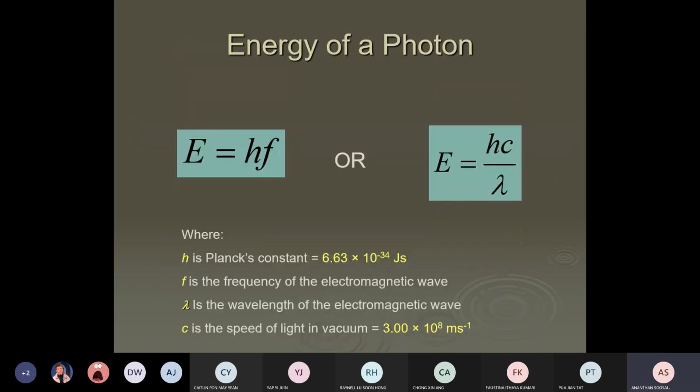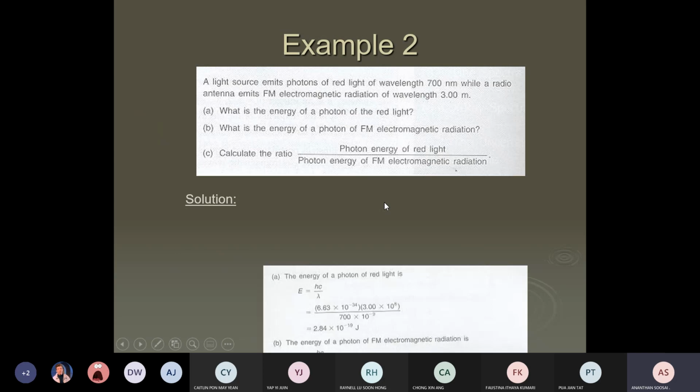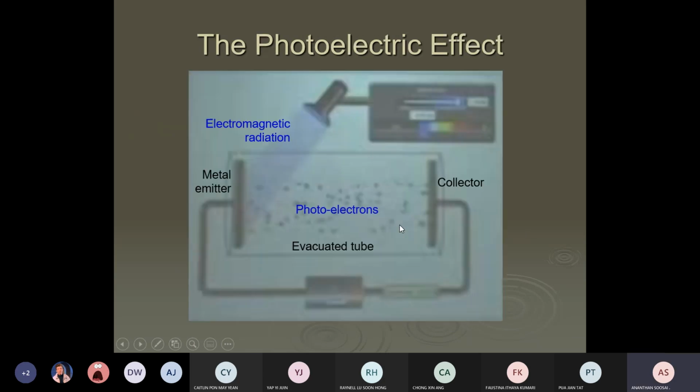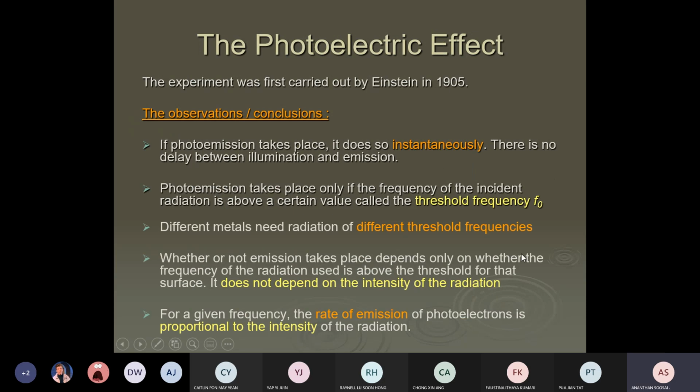So we learned this formula. Then we talked about what EM radiation is. Photoelectric emission is the release of electrons from the surface of a metal when EM radiation is incident on its surface. Then I told you there are lots of controversial observations. We need to know three. The emission is found to be instantaneous, but wave theory predicted there should be a delay. There is the existence of a threshold frequency to release the electron, but wave theory predicted any frequency should release the electron.